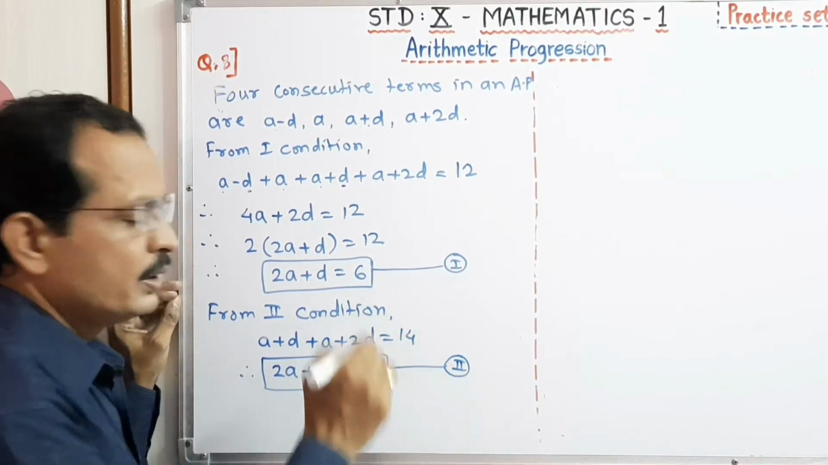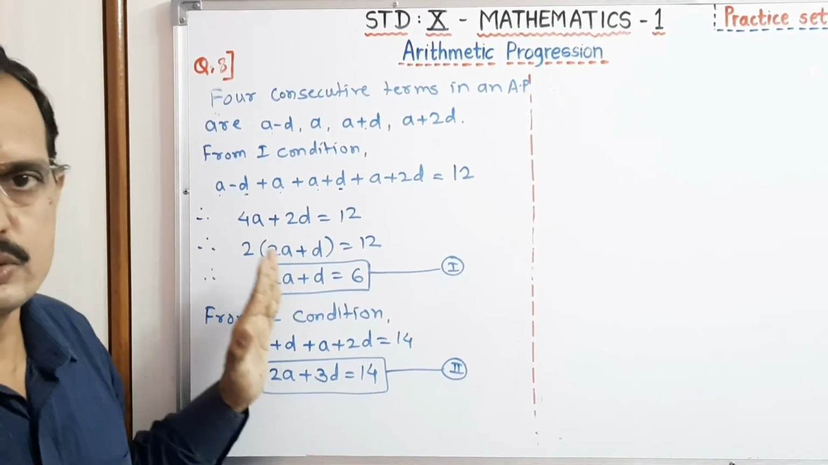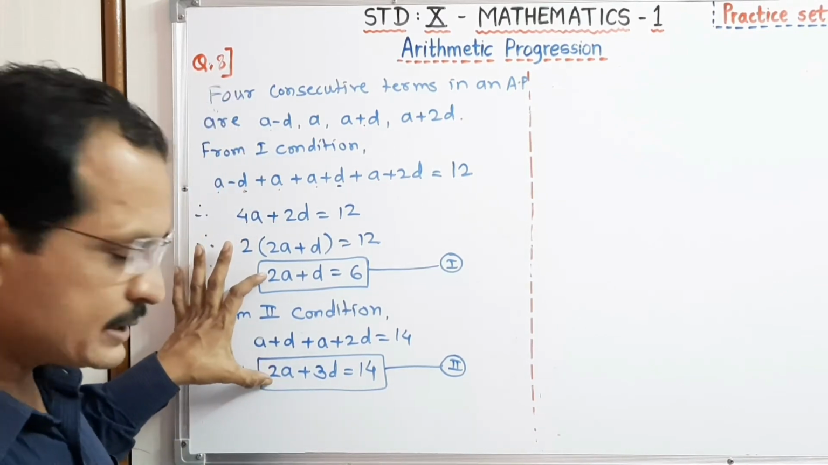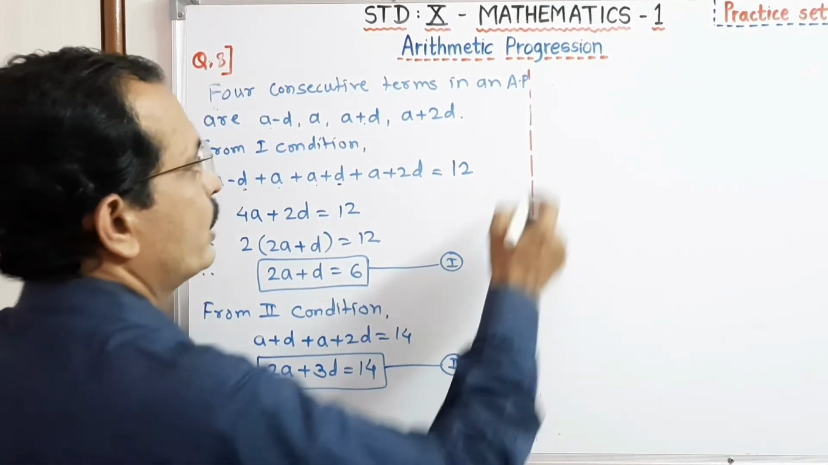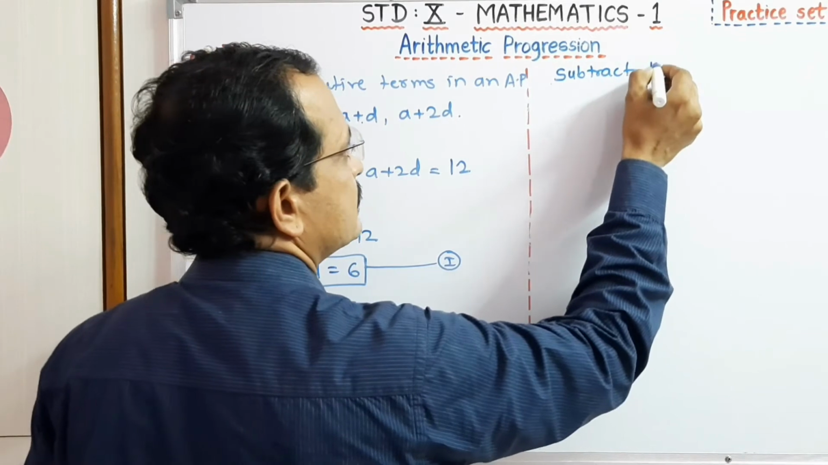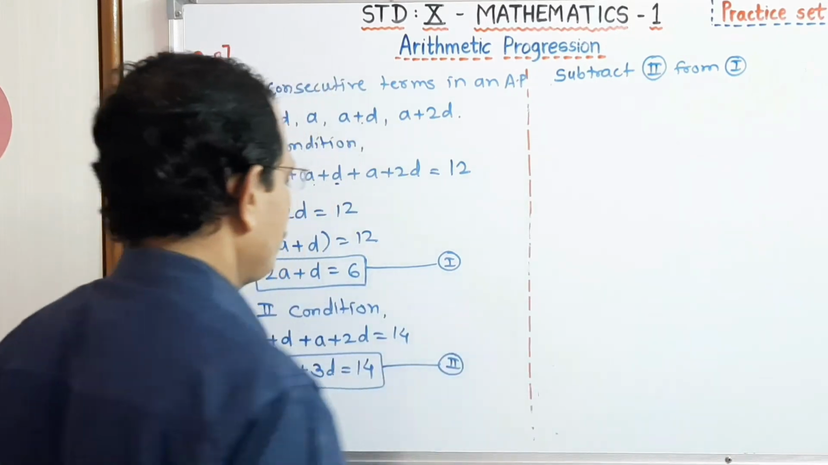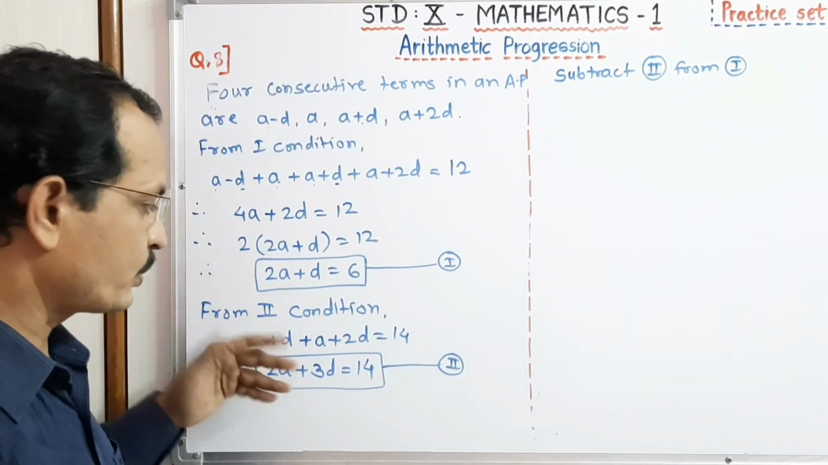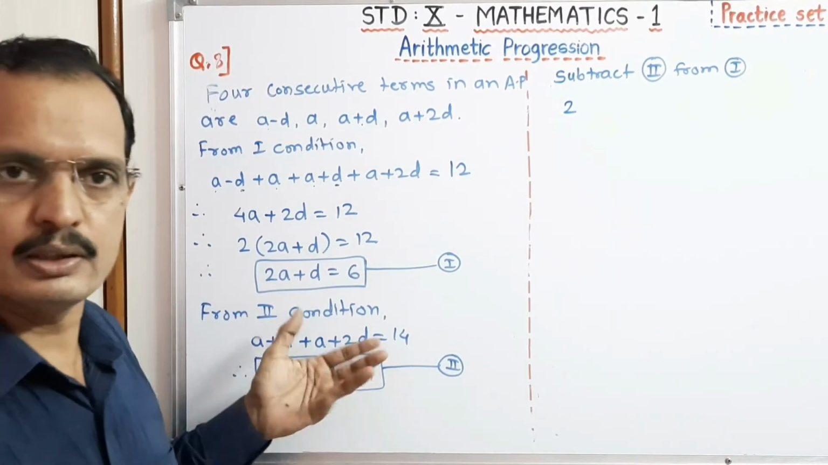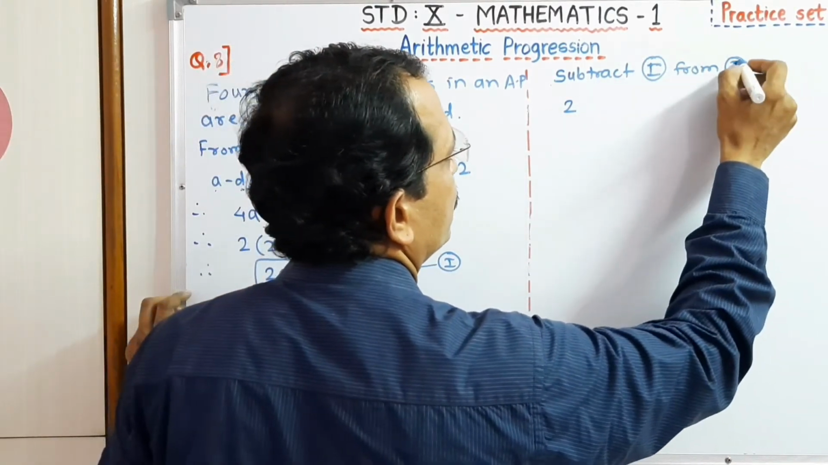Now these are the simultaneous equations. Solve these and find out the values of a and d, and then we have to apply. For that purpose, here the coefficients are the same. Therefore what we have to do? We have to subtract the first from the second. From this second we have to subtract the first one. Got it? See here, subtract 1 from the second.